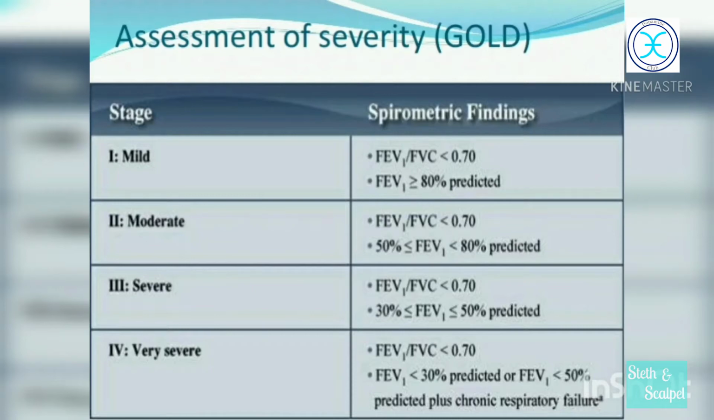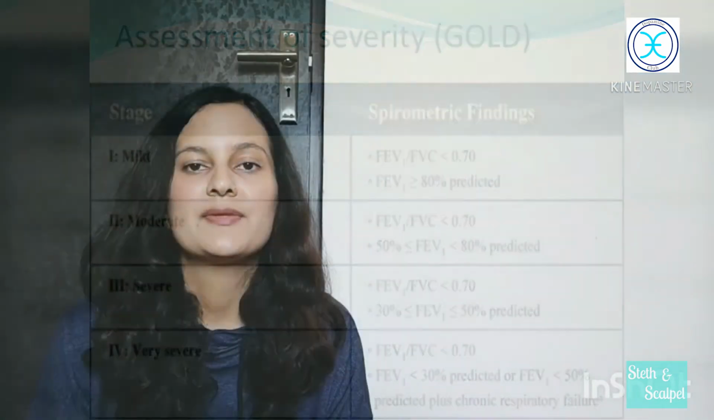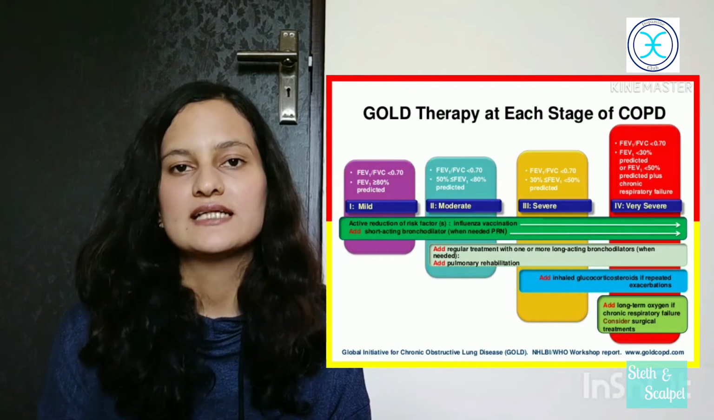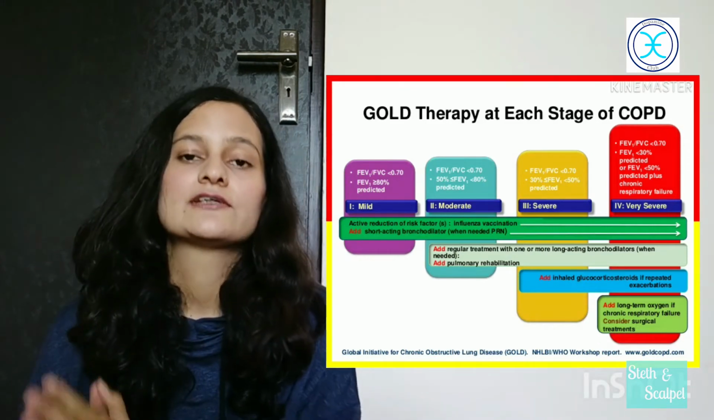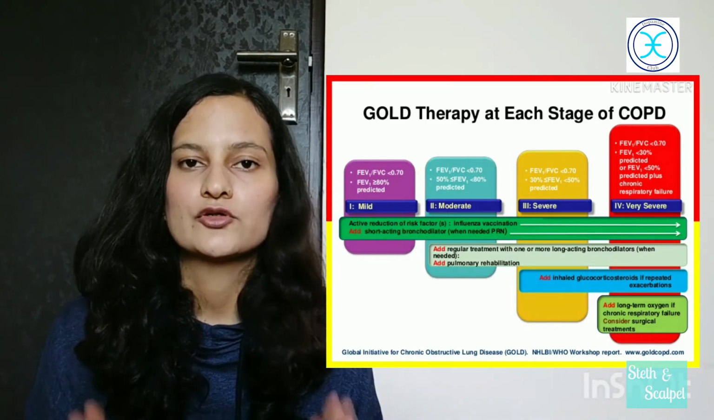of the predicted FEV1. Coming to the management, the first and foremost thing is to advise the patient to actively stop smoking. None of the pharmacotherapy can work if the patient continues to smoke. So first, ask the patient to stop smoking and then give them the influenza vaccination. Once that is done, based on mild, moderate, severe or very severe, we can think about the management.